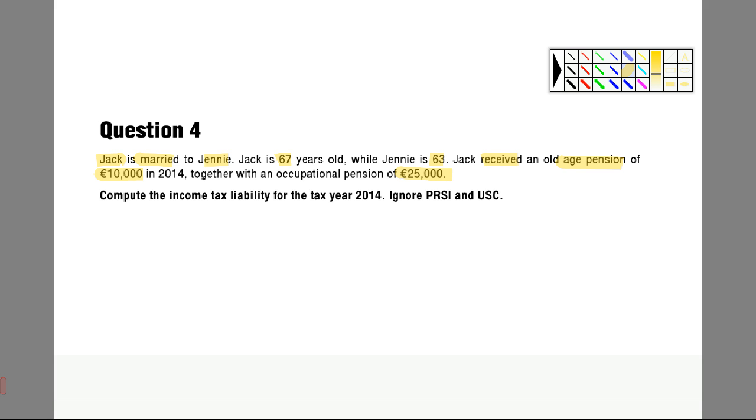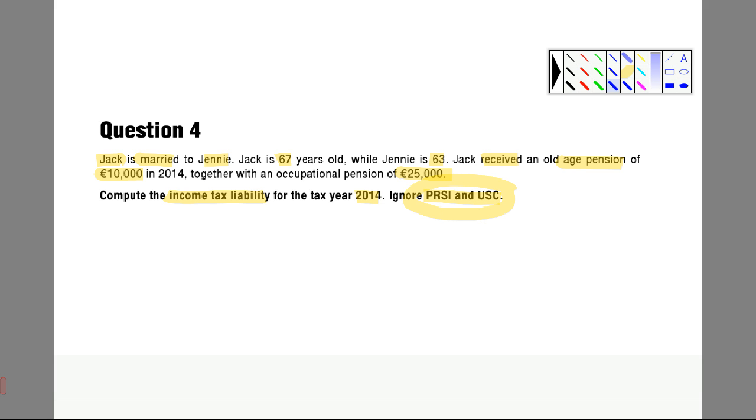So, in terms of what we're required to do, we're required to, again, produce an income tax computation for 2014. We're ignoring PRSI and USC. Just remember for the moment, this will come later on in the course. These are just additional levies or additional taxes that the revenue apply to individuals and that are payable by individuals. So that's the basic run through the question. What do we think in terms of detail here?